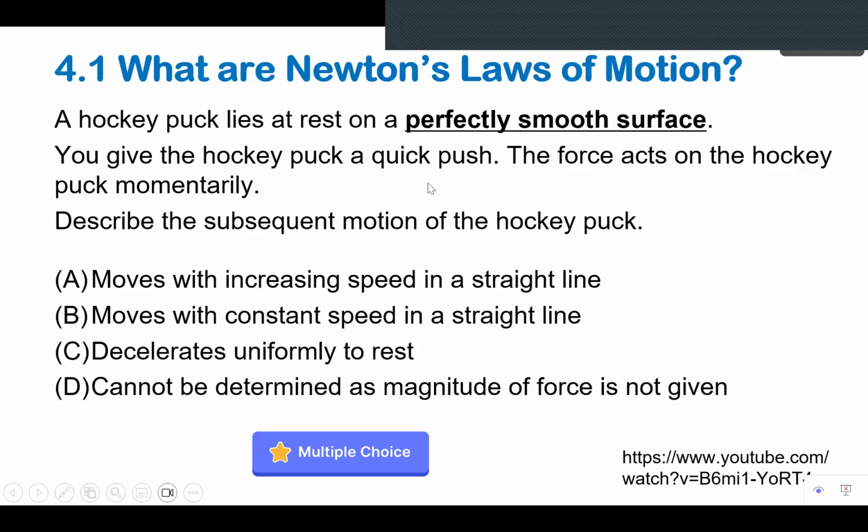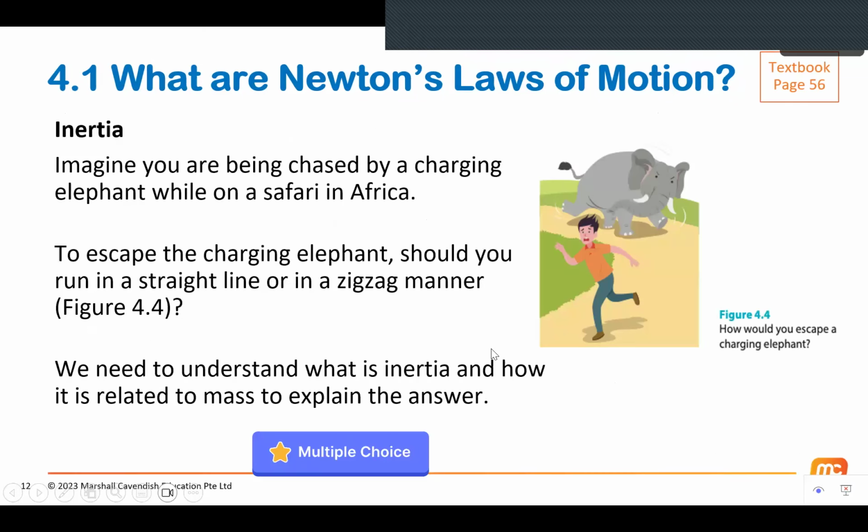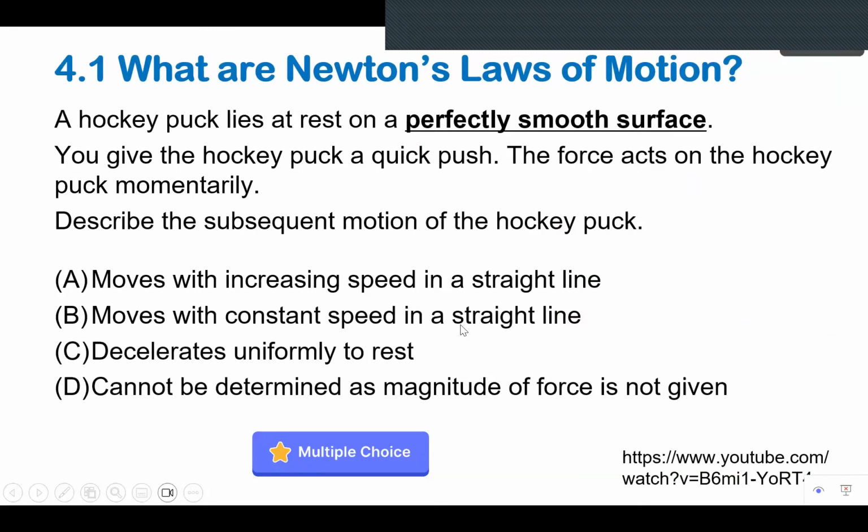So once you give it a push, the hockey puck is set in motion. So the hockey puck is now moving. And then you remove this pushing force. So now there is no friction, there is no pushing force. This hockey puck has no other forces acting on it, and it is already moving. So the answer is it will continue to move with a constant speed in a straight line.